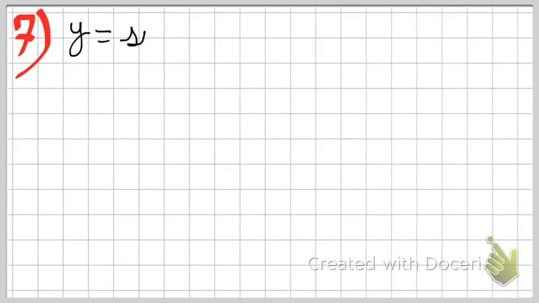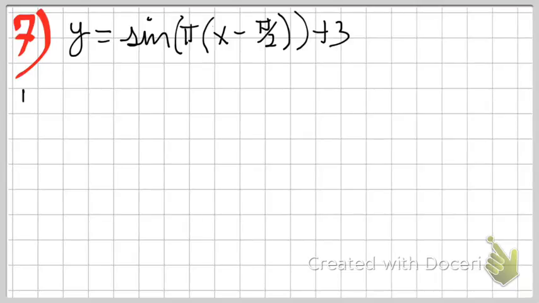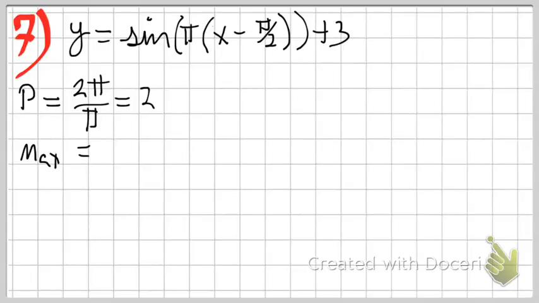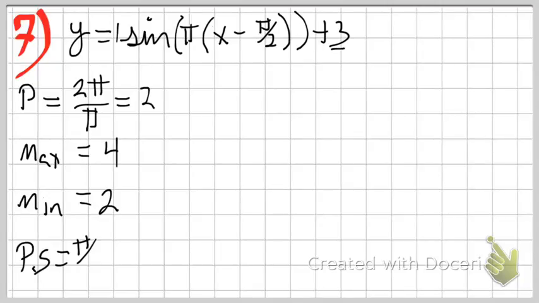Y equals the sine of pi times x minus pi over 2 plus 3. The period is 2 pi over pi, so the period is 2. The maximum, okay, the amplitude is 1, plus 3 is 4. The minimum is 3 minus 1, which is 2. We have a phase shift. Pi over 2 divided by pi, which is 1/2.